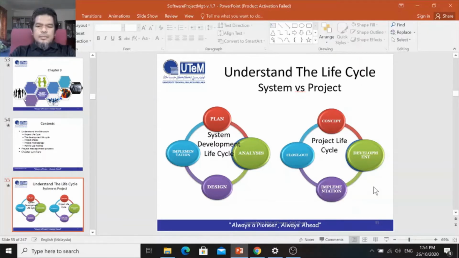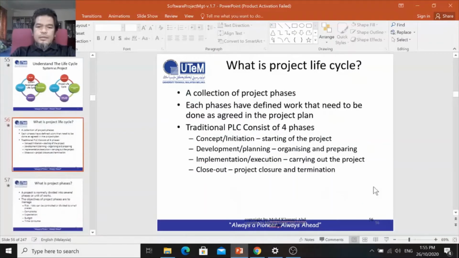Okay, in many projects, when you manage a project, either a civil engineering project or software projects, these are the common phases involved in the project life cycle, which are concept or initiation, development and planning, implementation or execution, and project closure. So this is a traditional project life cycle, which consists of four phases.